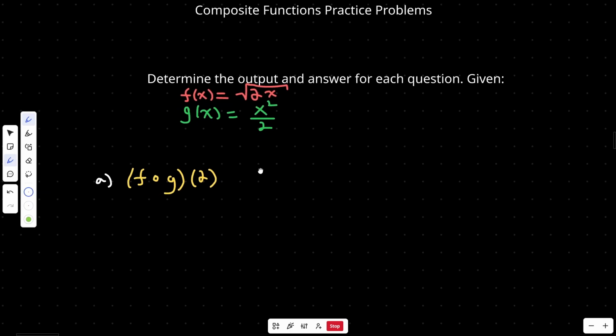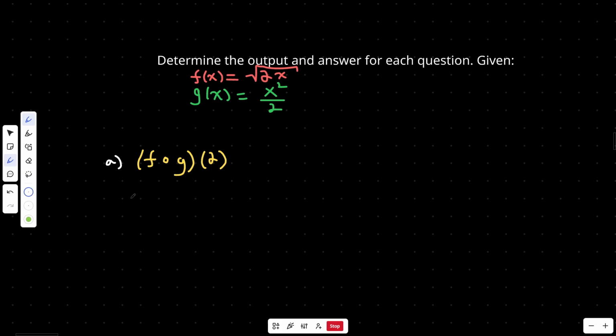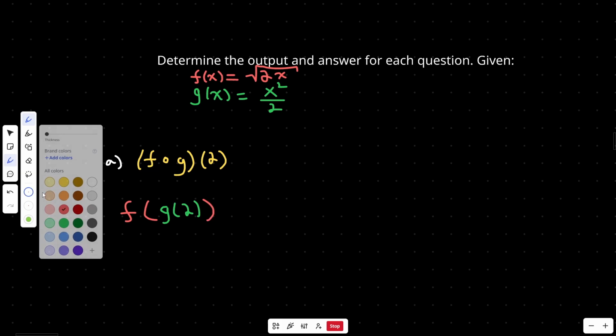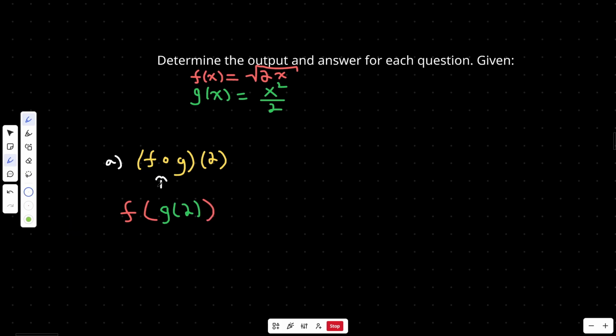The way we can immediately rewrite this is f of, since g is in green, I'm going to use green, g of 2. That's basically the same way to write whatever's above here. So we can use these things the same way.